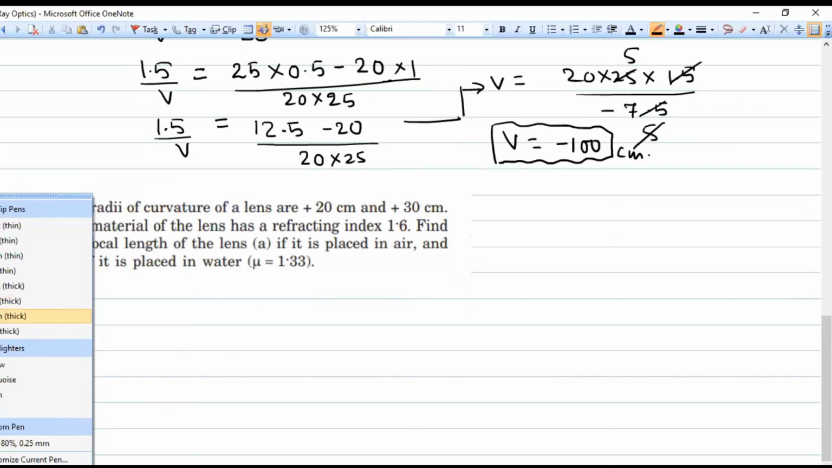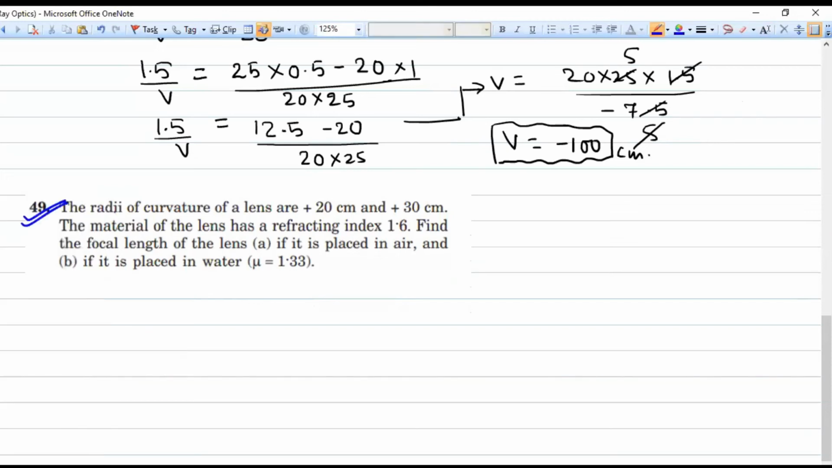What is given? First, we will see the given data in this problem. Question number 49, the radius of curvature of a lens are 20 centimeter. R1 is given, let us take R1 as plus 20 centimeter. It is already given using sign convention. And the second surface R2 is also given, plus 30 centimeter. Can you tell me the type of lens? Anyone from the class?